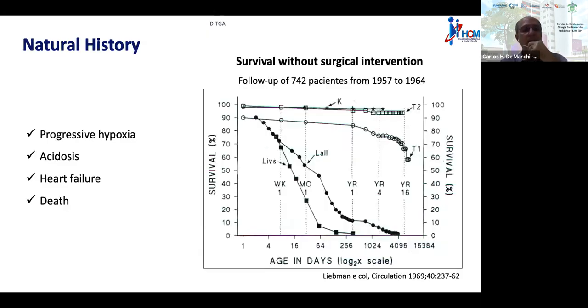Natural history. Progressive hypoxia, acidosis, heart failure, and death. And this is a special paper in Circulation 1969, the natural history without procedure of the TGA with intact septum, no VSD, in this curve, and in this curve all TGAs, including the VSD. What can I say here? That the mortality is so high, it's impressive.